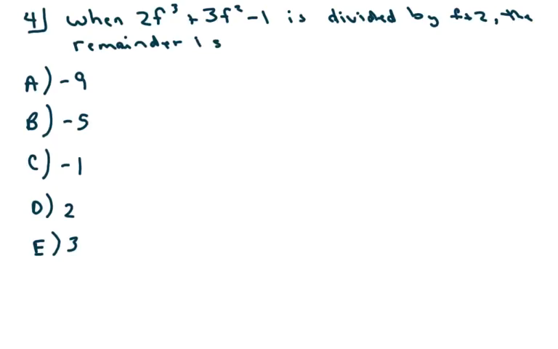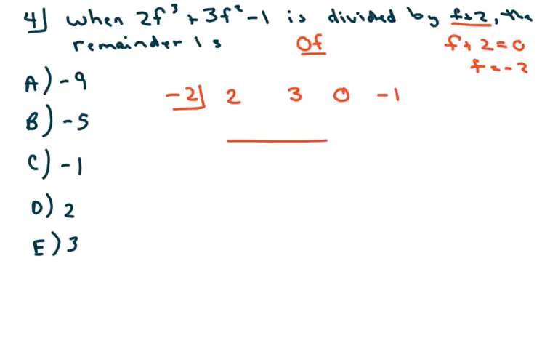Okay, and one more. You can either use long division or synthetic division. I'm going to go ahead and use synthetic division on this. So when you divide by that, f plus 2, set it to 0. So f equals -2, and that's what we're going to use in our box here. And then we're going to write our coefficients. Now we're missing f, so we had to put a placeholder 0 for f, then -1.